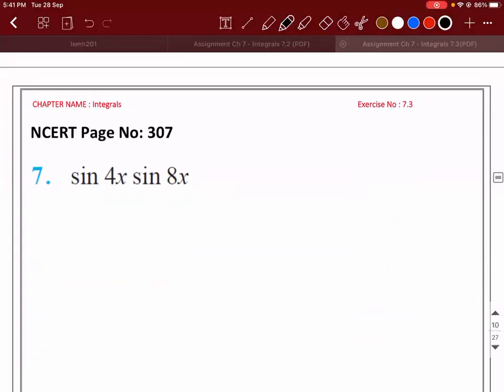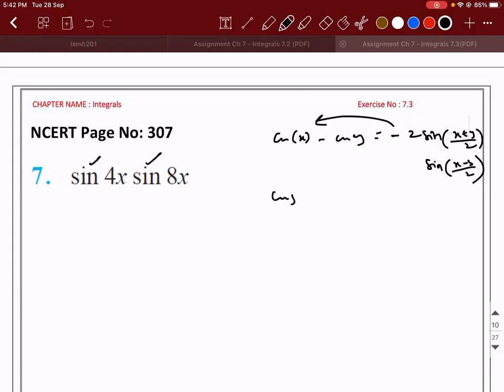This one, sine into sine. Which formula? Cos x minus cos y. If you observe cos x minus cos y, it is minus 2 sine of x plus y by 2, sine of x minus y by 2. So if I push the minus sign to the other side, can I write it as cos y minus cos x is equal to 2 sine of x plus y by 2, sine of x minus y by 2?